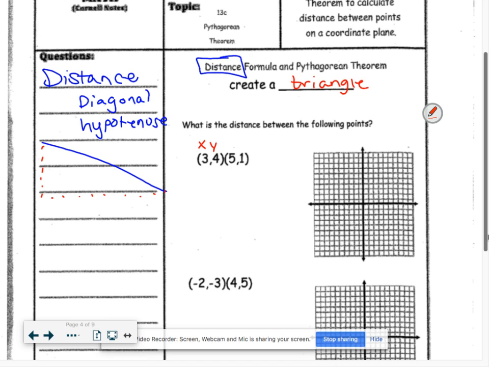So when you plot, you have to remember x, y, and you always start at the origin. So I'm at the middle, and then x is 3, y is 4: 1, 2, 3, and then up 4: 1, 2, 3, and 4. And then my next point is (5, 1). So starting at the origin, I go x is 5, y is 1: 1, 2, 3, 4, 5, up 1.